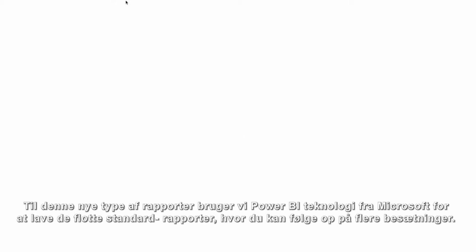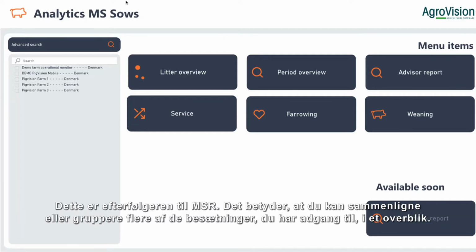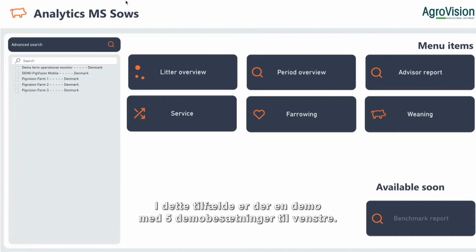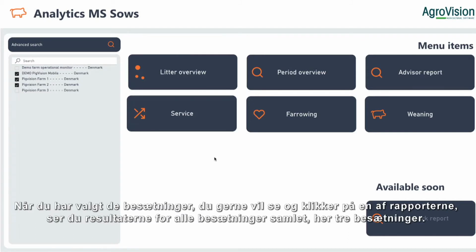For this new kind of reports, we use the Power BI technology of Microsoft to create really nice standard reports to follow up on several farms. So this is the successor of MSR, and that means that you can compare or group together multiple farms that have given access to you to their data in one overview. In this case, I have a demo with 5 demo farms on the left. I can select one farm, or with control, I can select multiple farms.